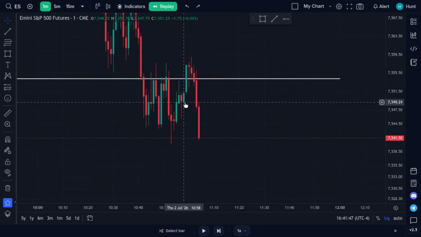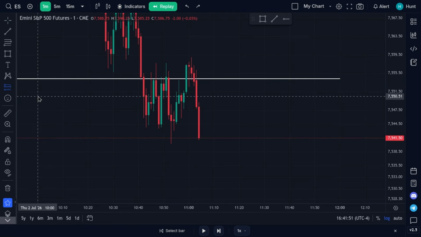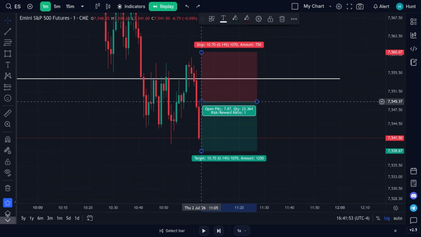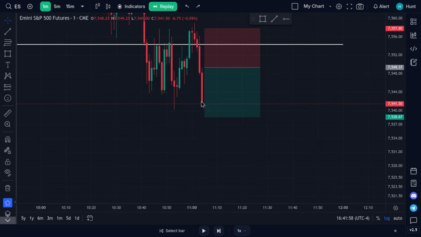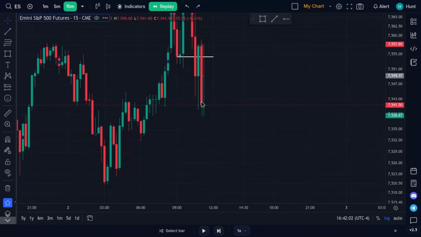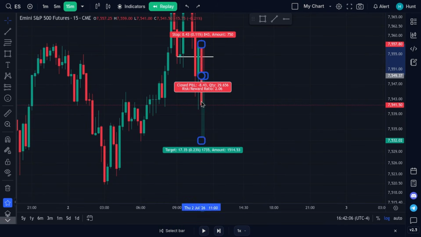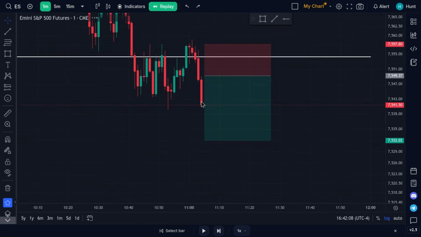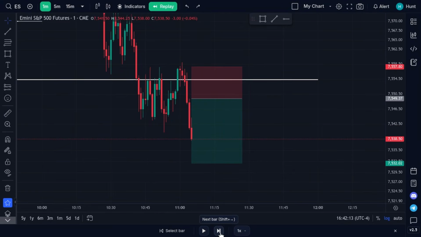So price did break below this low with a fair value gap, and we retraced into the range slightly. So I personally would be looking to potentially take this, and I'd be looking to target a 1 to 2 since that's the closest. So I would be looking to take something like this potentially. So let's see.